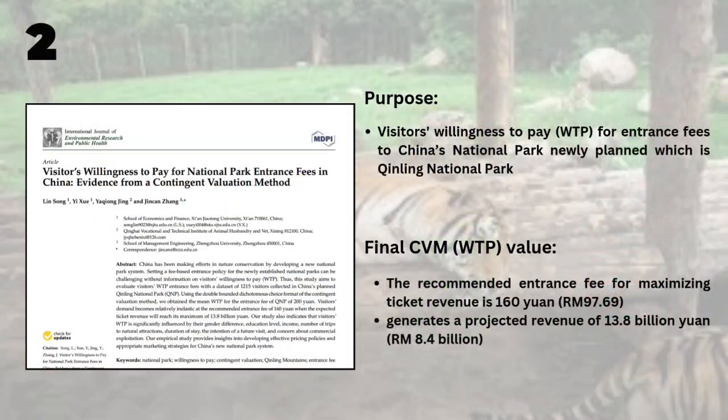The next past application is about visitors' willingness to pay for national park entrance fees in China. The final CVM WTP value is: the recommended entrance fee for maximizing ticket revenue is 160 yuan, which is RM 96 ringgit 96 cents.